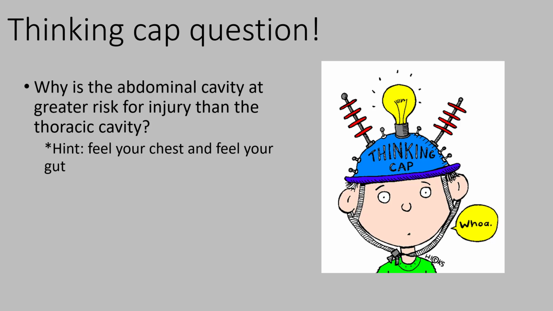They're going to be asking you to apply the things that we've learned so far. So, our first thinking cap question: why is the abdominal cavity at greater risk for injury than the thoracic cavity? And that's true. There are a lot more emergency room visits for people that have some sort of damage in their abdominal cavity than there is for someone who has some sort of injury to the thoracic cavity. Why would that be? And if you need a hint, feel your chest and then feel your gut.